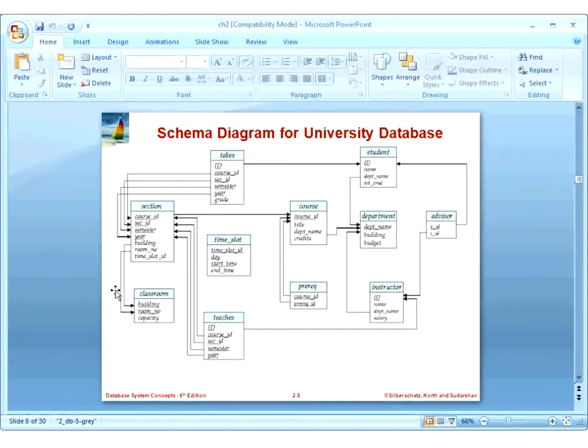So this is a schema diagram of the university database, but I'll skip it because it requires some explanation, and we are not left with much time for the question answer session. We'll continue from here in our face-to-face class.